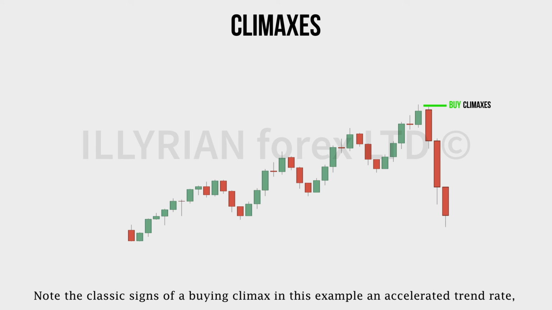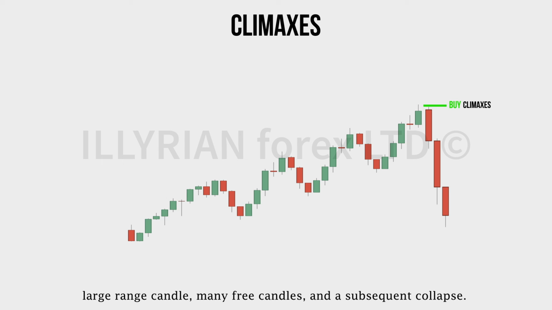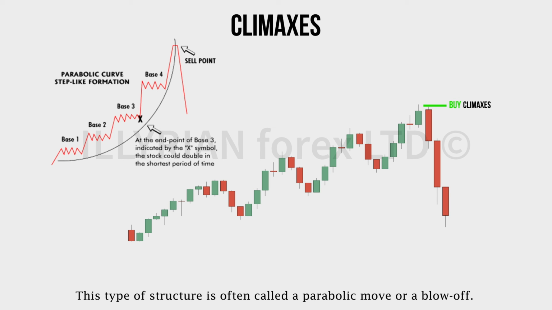Note the classic signs of a buying climax in this example: an accelerated trend rate, large range candles, many free candles, and a subsequent collapse. This type of structure is often called a parabolic move or a blow-off.